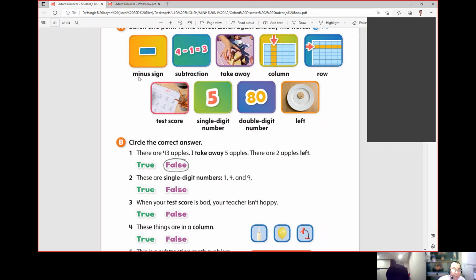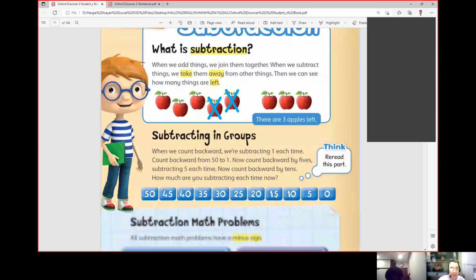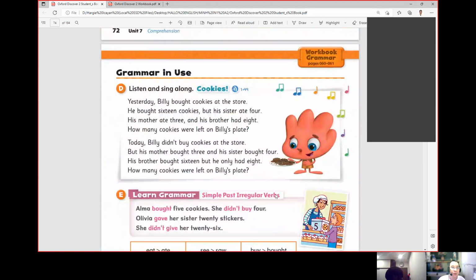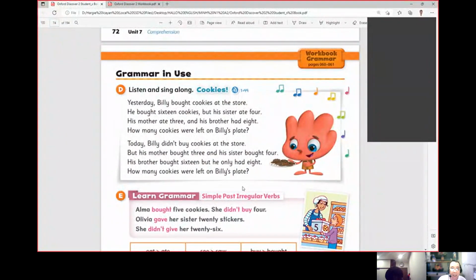We have the minus sign, of course. This is how a subtraction looks like. We have also take away. And then we have also columns, and rows, and then we have test score, single digit number, double digit number, and left. And then we did exercises all about subtraction. Now this time we are going to study simple past, irregular verbs.